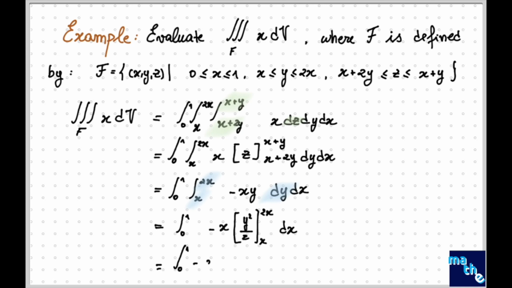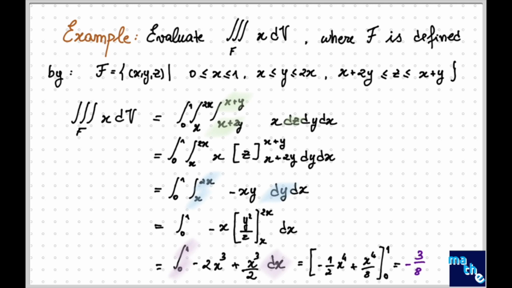Once again, I'm just making some simplifications. And here, finally, we are going to integrate in respect to x. So we should get the integral of the function that was inside the single integral evaluated to 1 and 0. Making some calculations, we get minus 3 over 8.